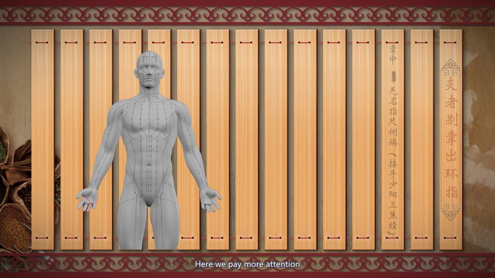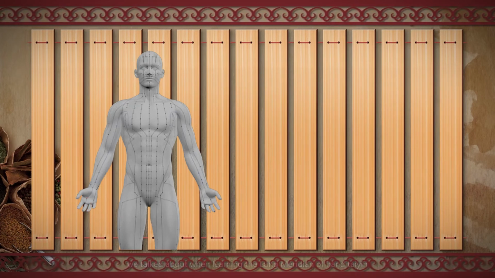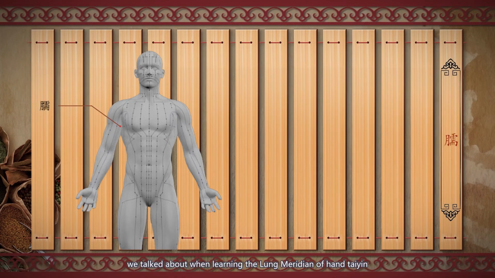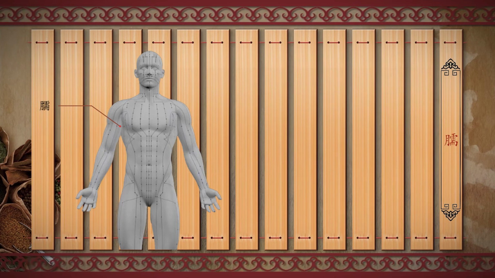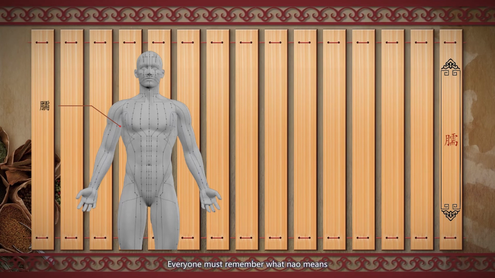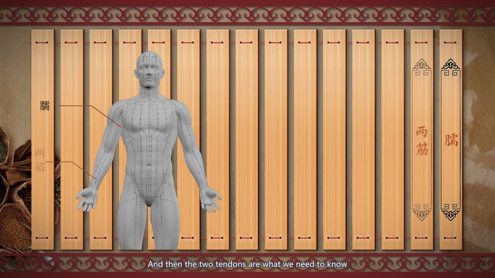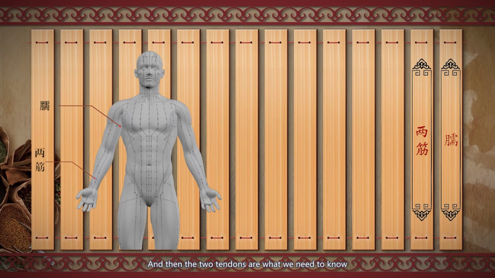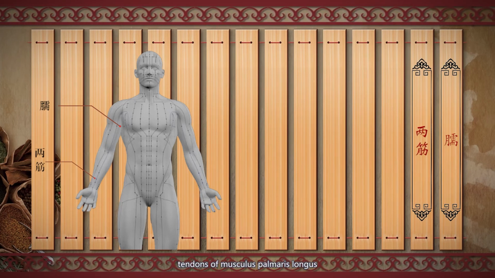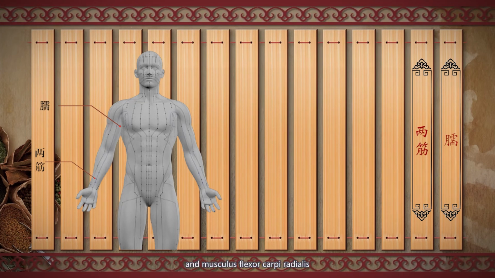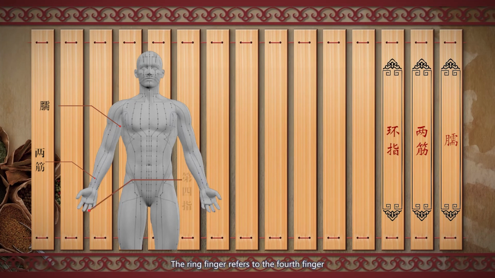Here we pay more attention. Now, the upper arm is the one we talked about when we learned the lung meridian of hand Taiyin. Everyone must remember what it means. And then the two tendons are what we need to know: the tendons of the muscle palmaris longus and the muscle flexor carpi radialis. The ring finger refers to the fourth finger.